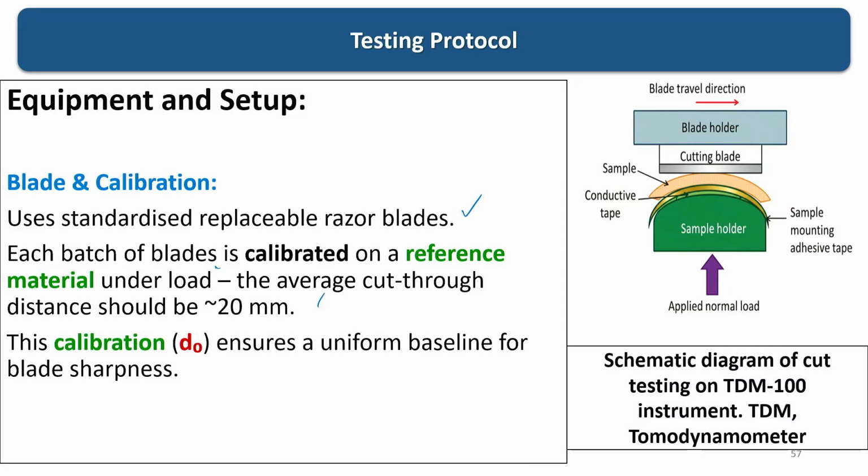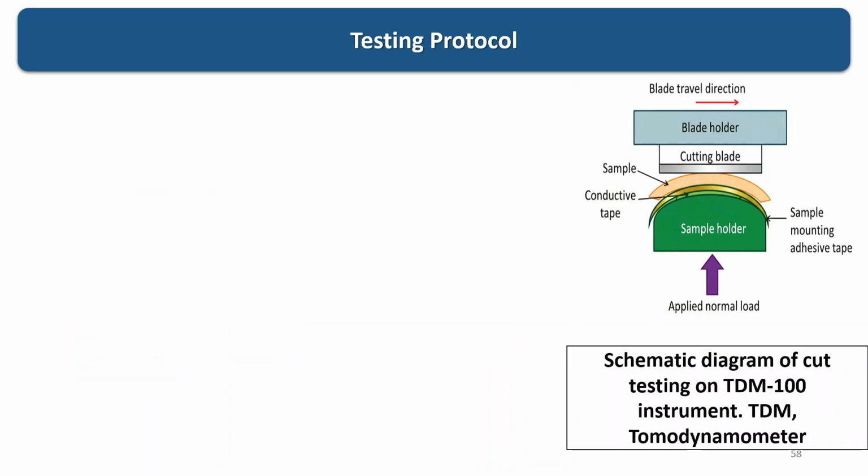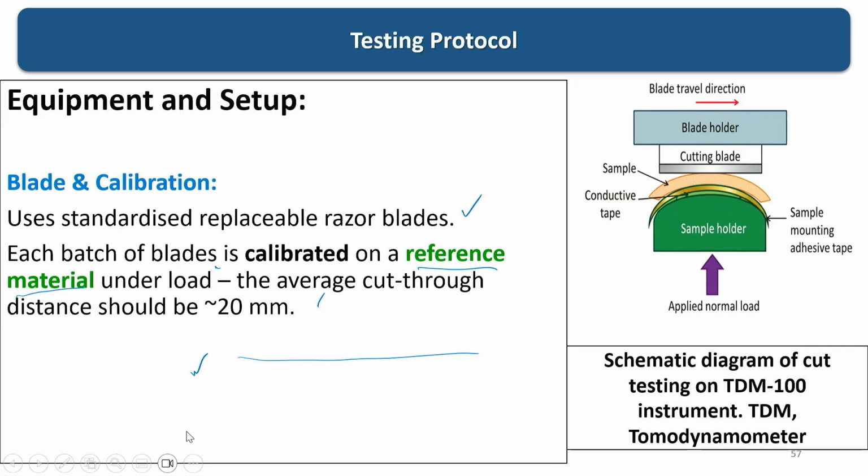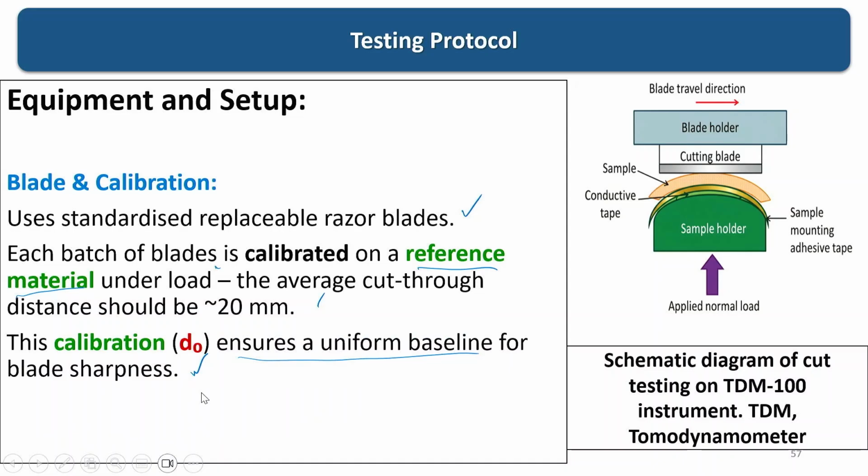Now, this calibration is basically D0. One reference material has to be used, typically maybe a canvas cloth or something. This calibration, D0, ensures the uniform baseline for the blade sharpness. The calibration we have done with the standard reference material. So, D0 is the calibration distance.